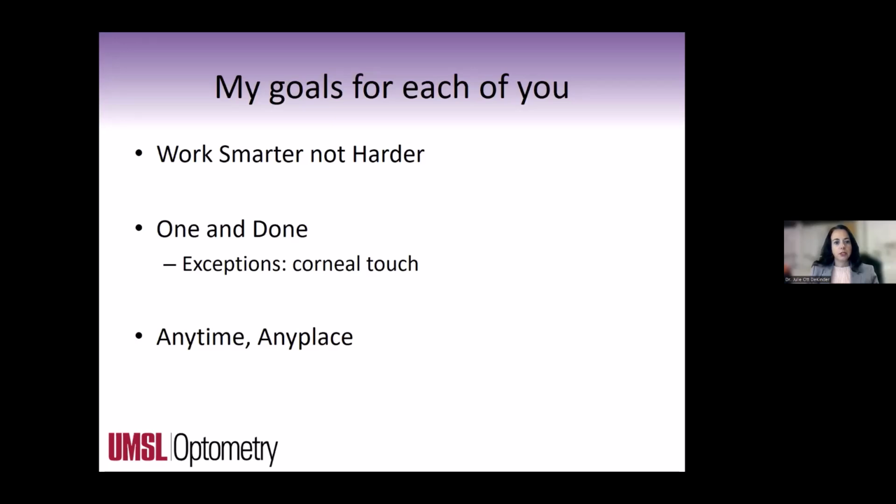I had an 18-2, I had a 15-6. I didn't know what I was doing. I couldn't figure out how to get to a topographer, and so it really turned into using lenses to figure out what I was going to do. So that's why I call it anytime, any place. Hopefully you'll realize that you don't need a lot of extraneous equipment to be very good at fitting scleral lenses.